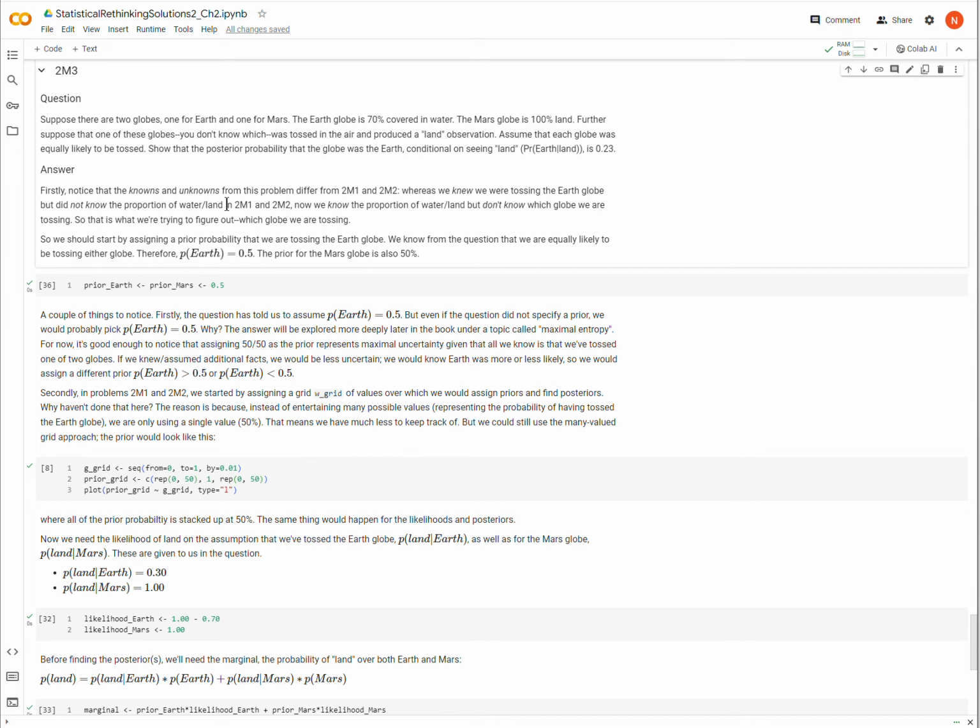So notice that this differs from the previous two questions, 2M1 and 2M2. In those two questions, we knew that we were tossing a globe of the Earth, and we were trying to estimate, because we did not know, how much of the Earth was covered in water or land. Here, we know how much of each globe is covered in water and land, but we don't know which globe we're tossing. Okay, and so that's how this problem differs from the other two.